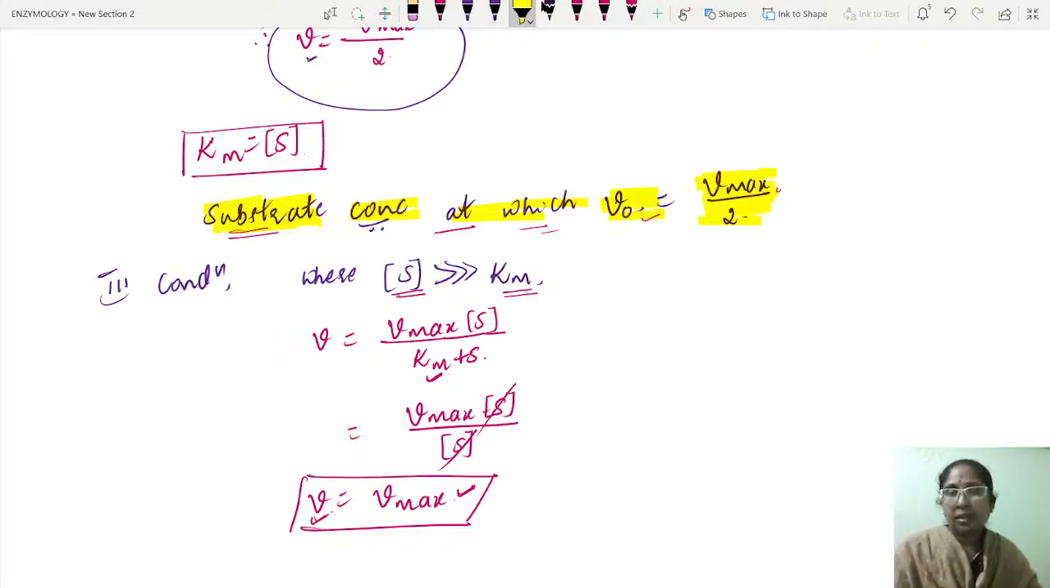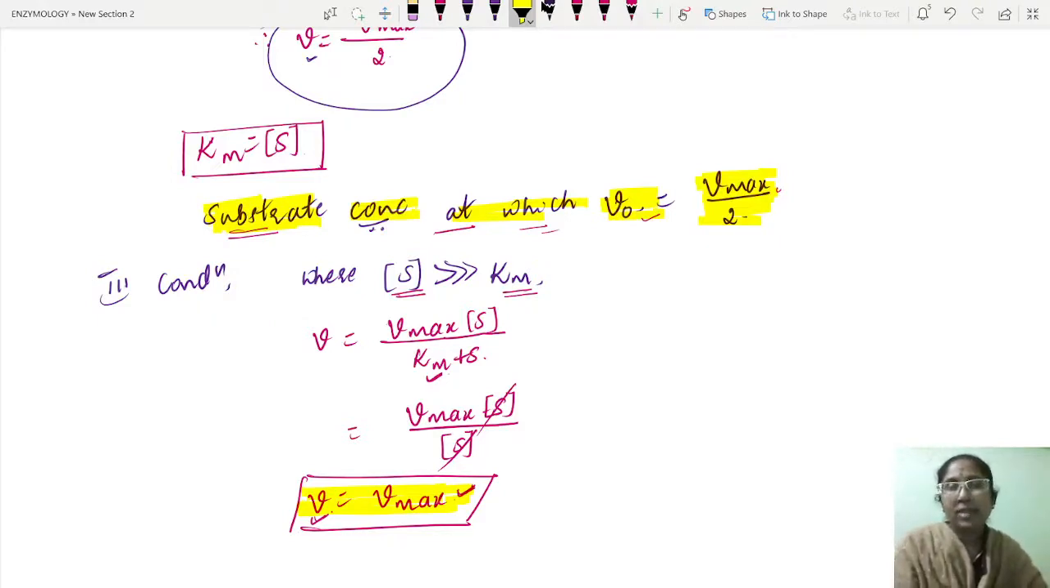If we consider the third condition, where the substrate concentration is far higher than the Km value, then the initial velocity is definitely equal to the maximum velocity. So that's all about the Km and Vmax.